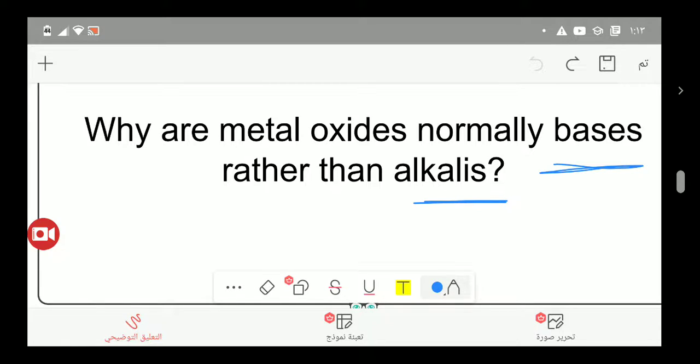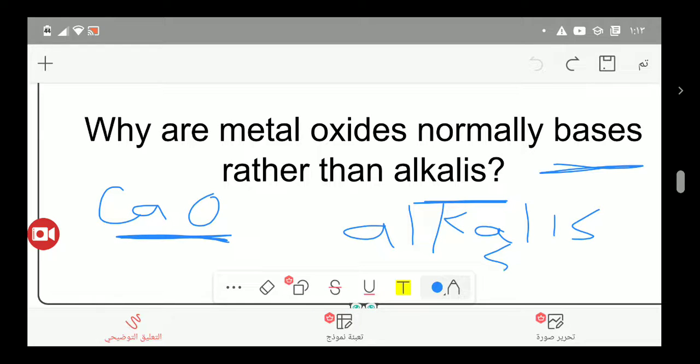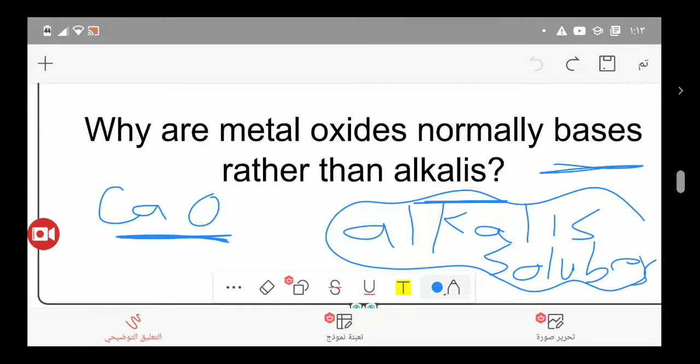We said that metal oxides are normally insoluble. Metal oxides such as calcium oxide are normally insoluble in water. But alkalis are soluble bases. So an alkali is a base dissolved in water, and a base, such as a metal oxide in its solid state, is not soluble in water.